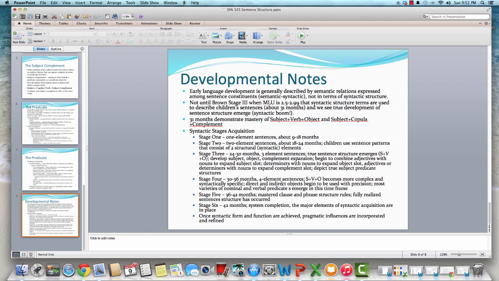You have 4-element sentences that have the subject, verb, object, and become more complex and syntactically specific. The direct and indirect objects begin to be used with precision, and most varieties of nominal and verbal predicates emerge in this time frame. At stage 5, we have 36 to 42 months. They have mastered the clause and phrase structure rules. They have fully realized sentence structures. And that's something to keep in mind. So 36 months is 3, 42 is 3.5. So by about 3.5 years old, we have complete syntactic structure.